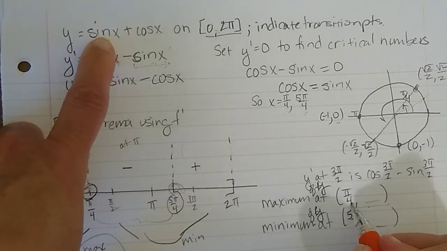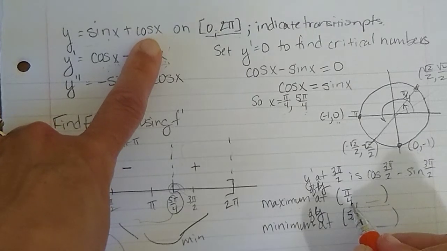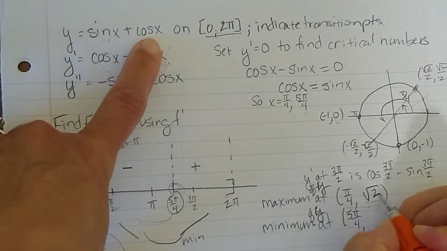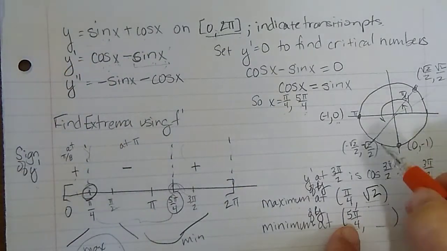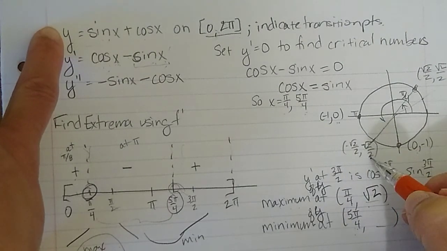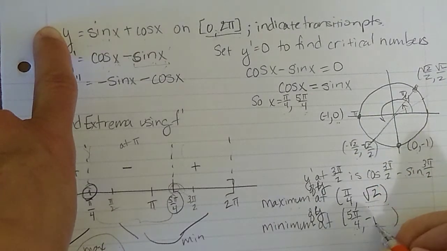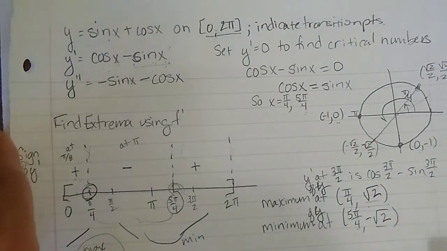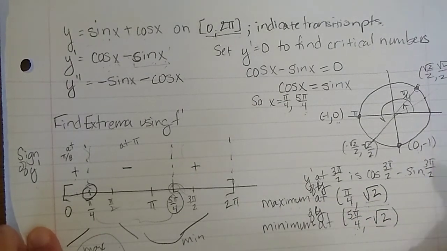Sine of pi over 4 is root 2 over 2. Cosine of pi over 4 is also root 2 over 2, and a couple of root 2 over 2's is just root 2. At 5 pi over 4, sine of 5 pi over 4, so I'm looking at y, is negative root 2 over 2, so is cosine, and a couple of negative root 2 over 2's is just a negative root 2. So that's my information that I get from my first derivative.